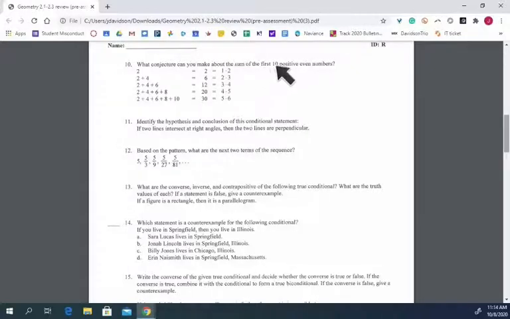The 10th term is going to be 6 times 7? The fifth term is 5 times 6. The sixth term will be 6 times 7. Yeah, that'd be 10 times 11.